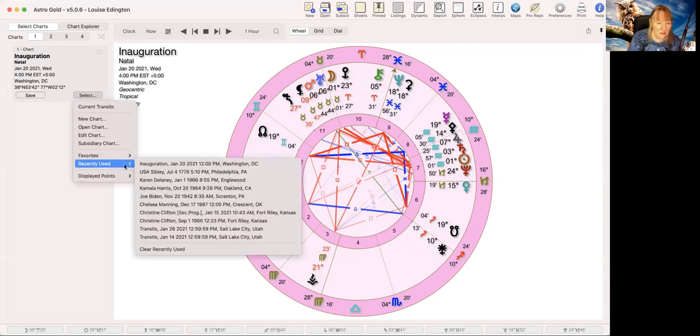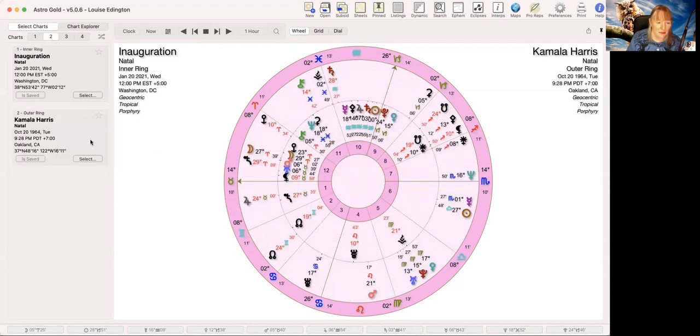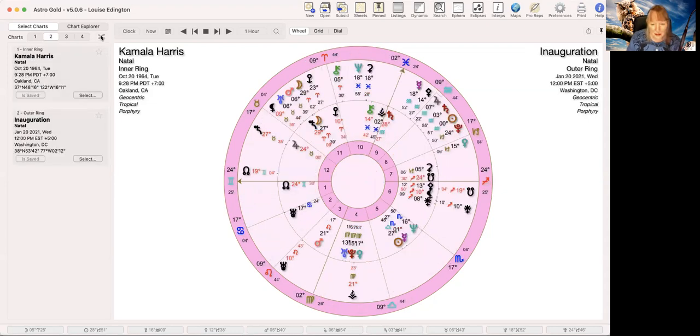So let me just go back to that inauguration chart, and I just want to bring up, let's look at Kamala Harris first of all. So the VP, because she's there. So she is actually having her lunar return just before the inauguration, which is a good time of the month. That, I must say, is a very good time of the month for this.